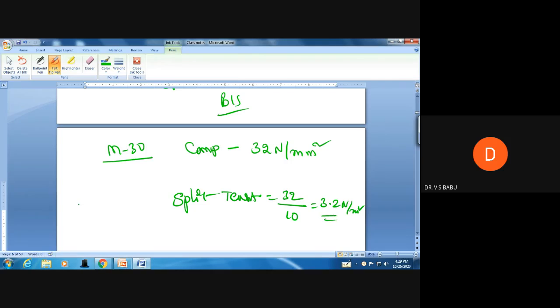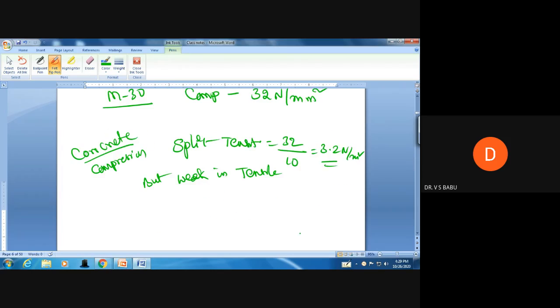Generally, concrete is very weak in tension. That means concrete is very strong in compression, but very weak in tension. That's why we provide the steel rods in the tension zone.